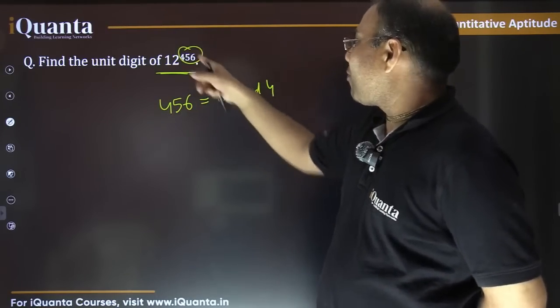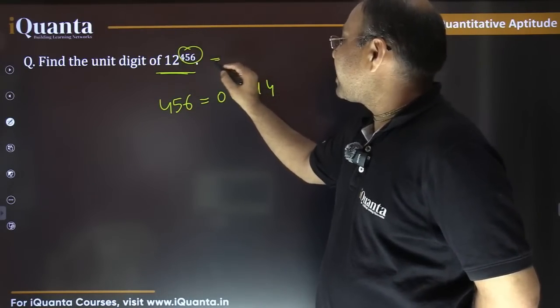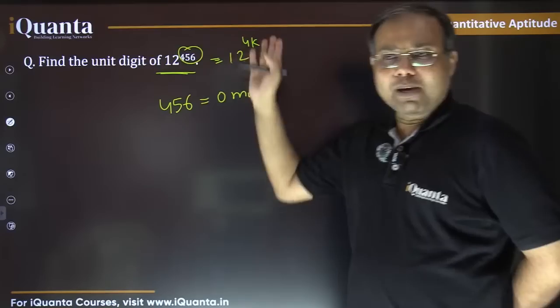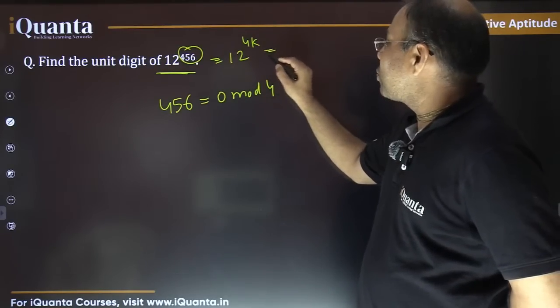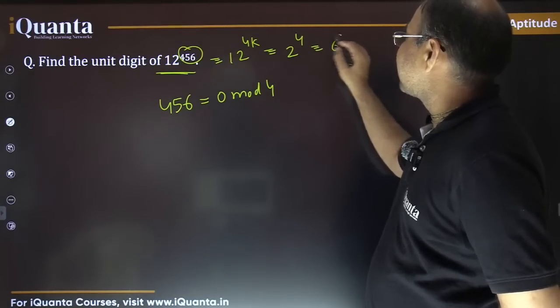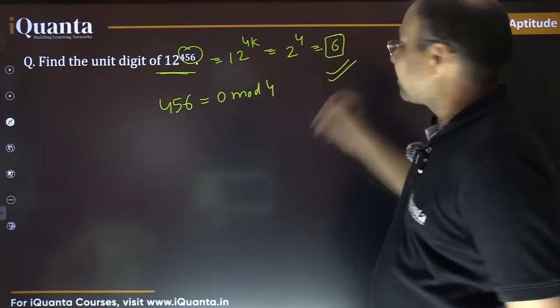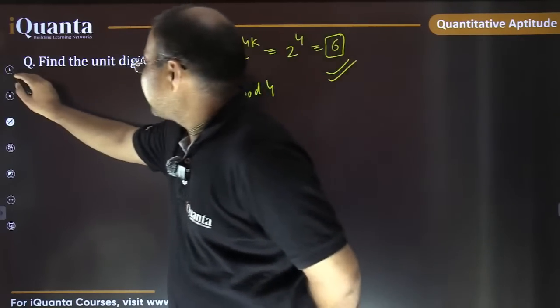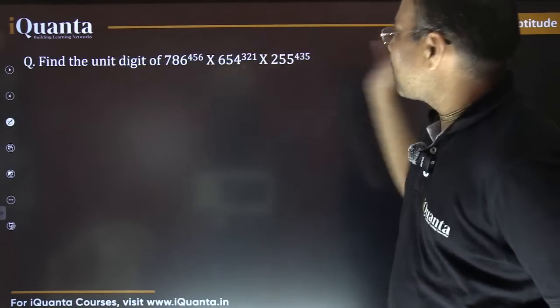So basically power is multiple of 4. That means it is 12 raised to power 4k. Its power is multiple of 4. So unit digit is going to be same as that of 2 power 4, which is 6. So 6 is the right answer. ठीक है ना? Right. Okay. जल्दी से एक क्वेश्चन और कर लें क्या? इसका आंसर वो बता दो.